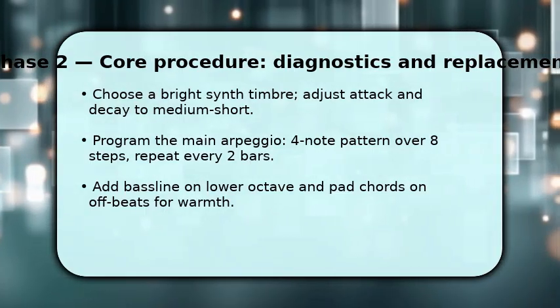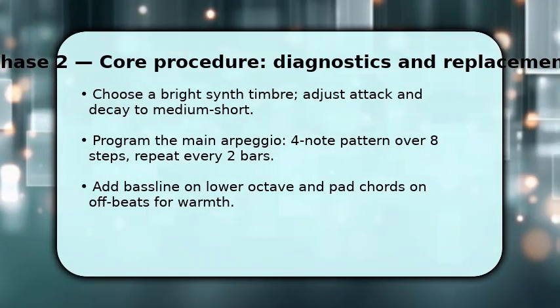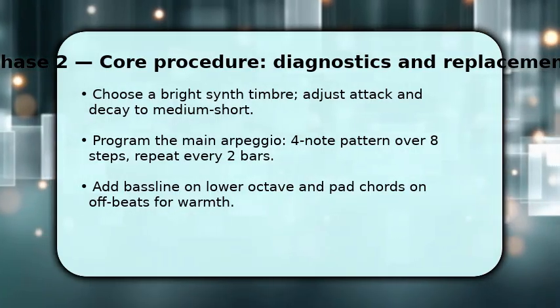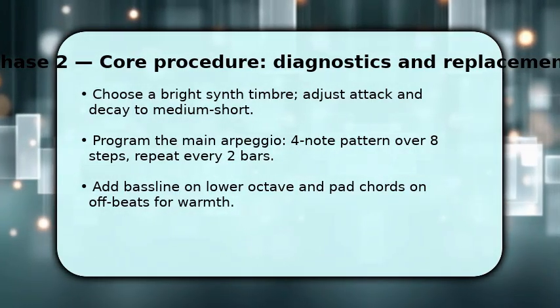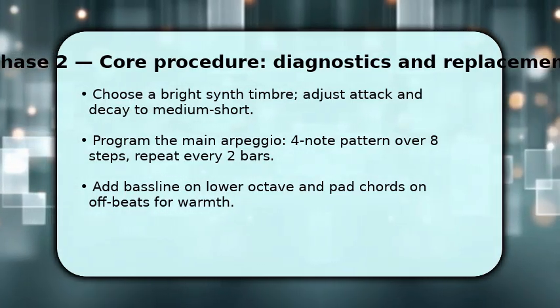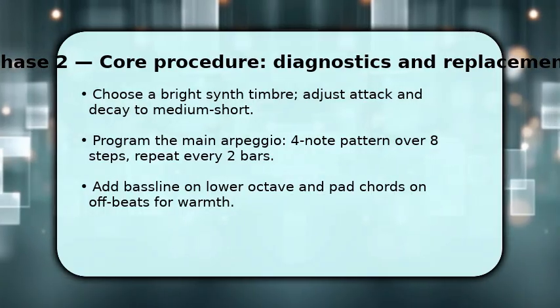Program a 4-note arpeggio across an 8-step phrase, then duplicate it to loop. Once done, add a bass line an octave lower on strong beats to anchor rhythm. Finally, layer a soft pad on off beats to fill space. This contrast gives sparkle versus weight and keeps the mix clear.